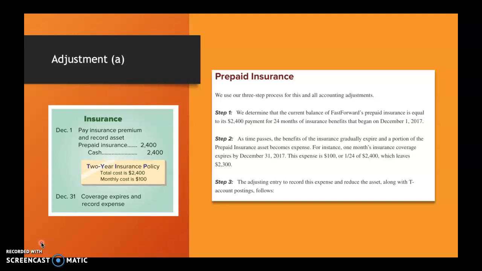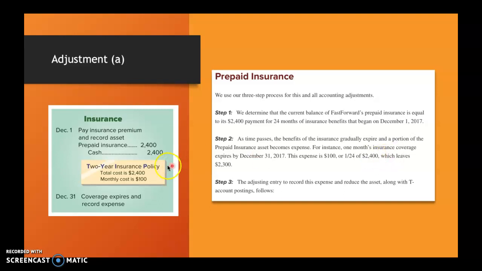This first one is prepaid insurance. You can read the steps over here that they follow. Basically, we are buying a 24-month insurance package for $2,400. Using these numbers, if you take 2,400 divided by 24 months, that means we're paying $100 a month for this insurance policy.